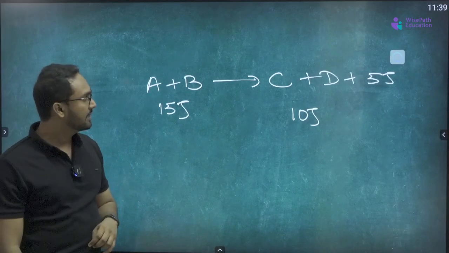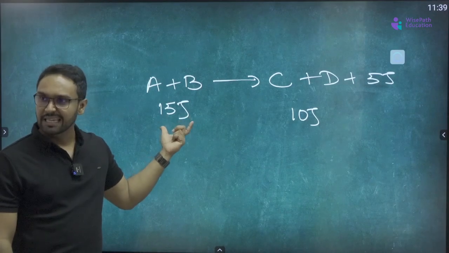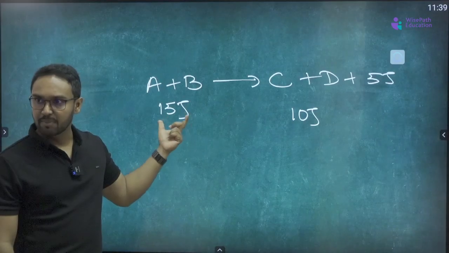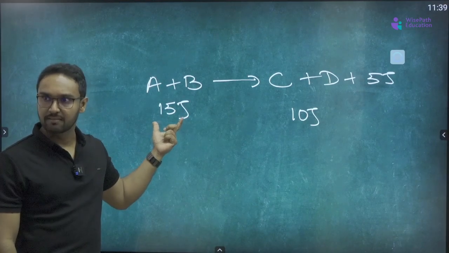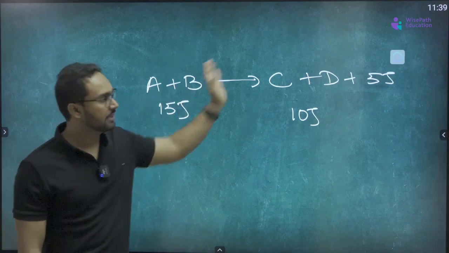So where did the heat release from? From the internal energy of the A plus B. Can this be seen when A plus B is there? No, you can't see it. It was inside of it. So it was released as 5 joules.